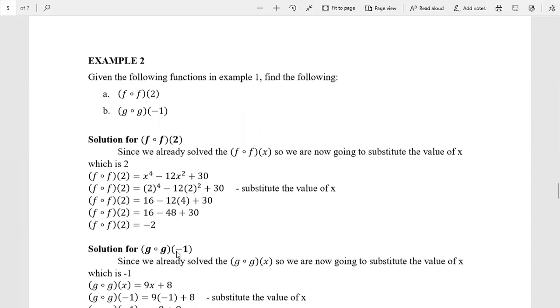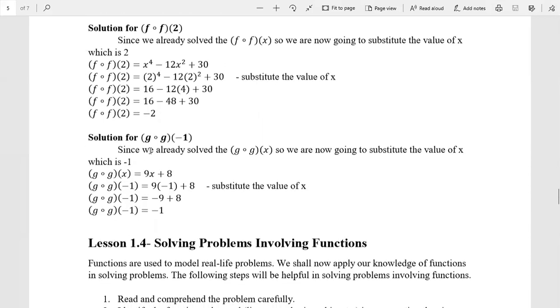Next. For g of negative 1. Since we already solved the g of x, we are now going to substitute the value of x, which is negative 1. So our answer earlier is 9x plus 8. So 9, substitute x, which is negative 1. So 9 times negative 1 is negative 9, plus 8.